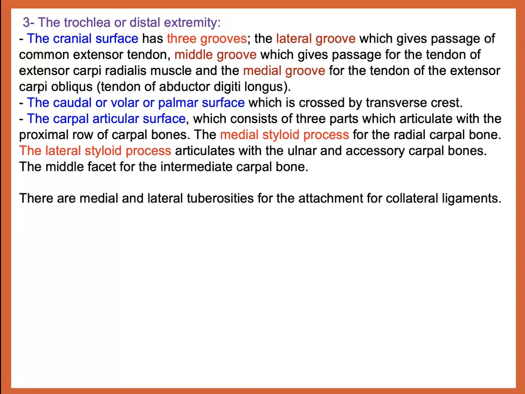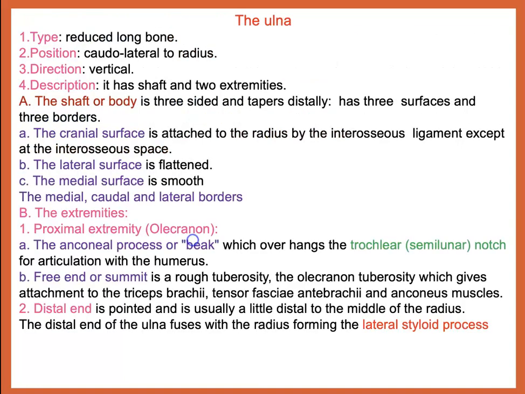And then we have the lateral styloid for the ulnar and accessory carpal bone. And then we have the middle facet for the intermediate carpal bone. The ulna is a reduced bone and also vertical. What is interesting is that the ulna usually doesn't carry much weight of the animal, right? This is the ulna, right?